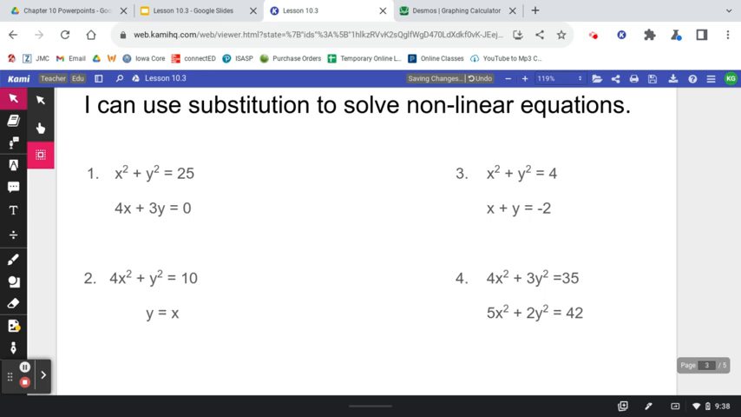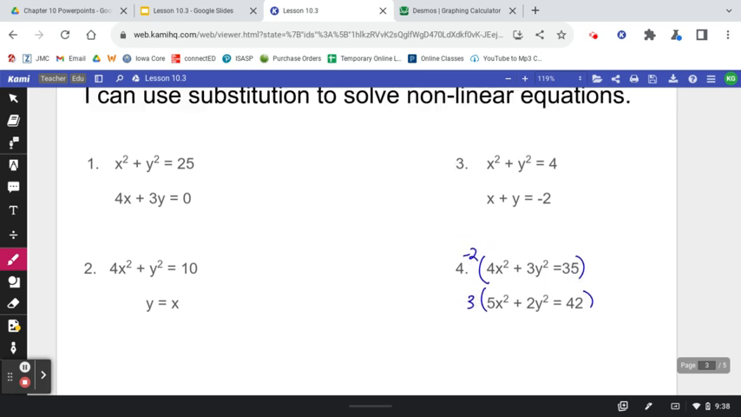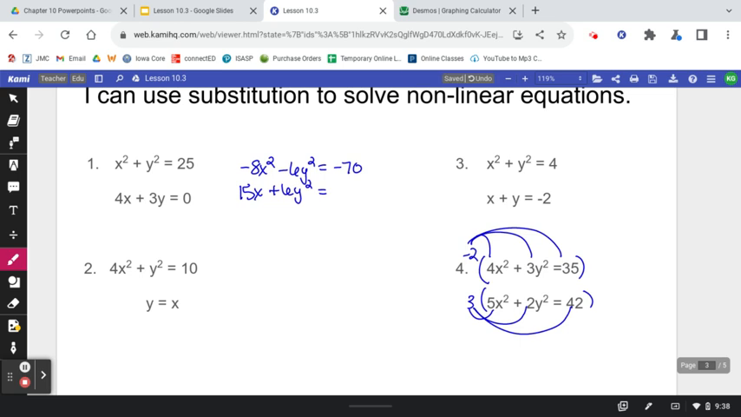Okay. On this last one, number 4, they are both squared. And so I can do elimination on here. However, in order to do elimination, my variables need to be the same coefficient but different signs. I'm going to go ahead and go for the y's. So I'm going to multiply this by negative 2 and this by positive 3. So my new equation is going to be negative 8x squared minus 6y squared equals negative 70. This bottom one will be 15x squared plus 6y squared equals 126.